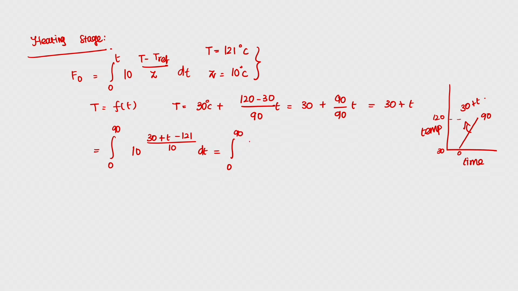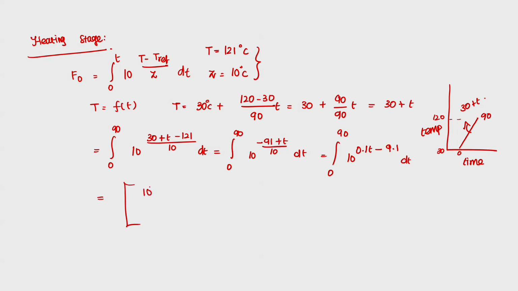So 30 minus 121 is nothing but minus 91 plus t divided by 10, into dt. This becomes the integral from 0 to 90 of 10 to the power of (0.1 t minus 9.1) dt. We are supposed to integrate that and get 10 to the power of (0.1 t minus 9.1) divided by 0.1 into ln 10, because this is a function of t, evaluated from 0 to 90.